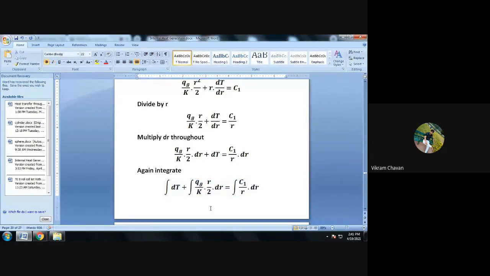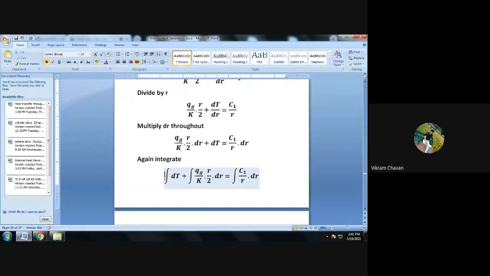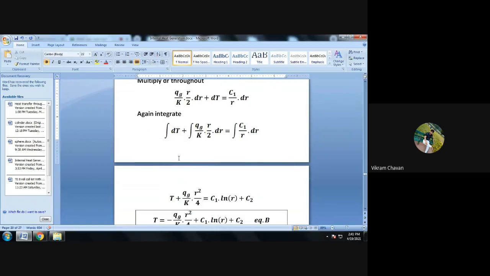So integration of dt will become t. Integration of r by 2 is r square divided by 2, and since r divided by 2 is there initially, it will become r square divided by 4. Then integration of 1 upon r is ln of r, that is log r.